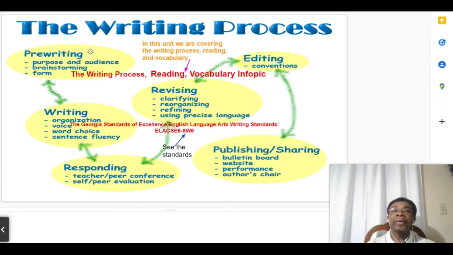We'll start with the pre-writing. That's the purpose and the audience. Brainstorming stage. This is where we try to get ideas together, figure out what we want to write about. The second stage is the actual writing, organization. We look for voice, the tone that we want to use, what our audience is going to be, and also look at sentence fluency.